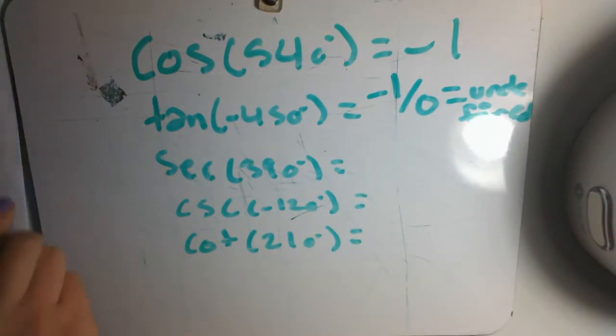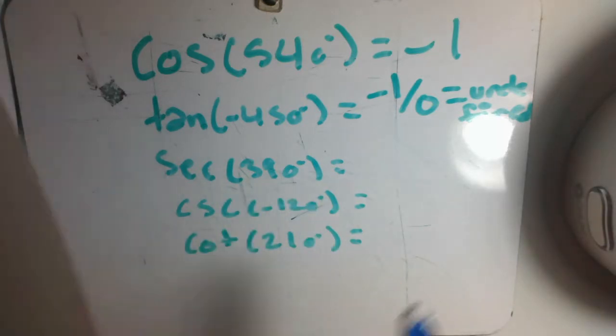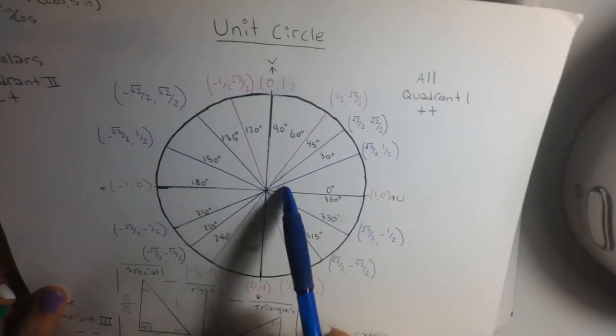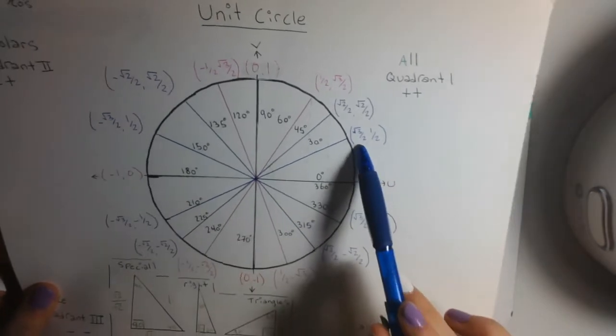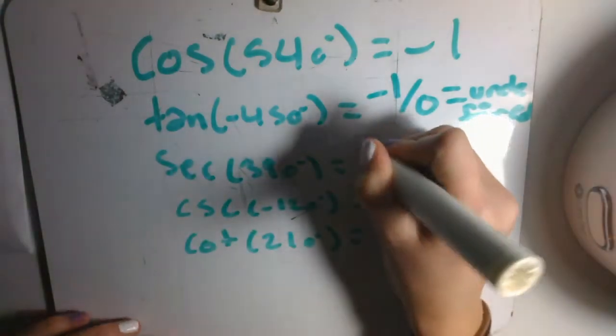Secant of 390. So remember that secant is the reciprocal of cosine, so we just find the cosine of 390 degrees and then flip it around. The cosine of 390 degrees, we just go this direction, and we go up here. The cosine is the u coordinate, and that's √3/2. So you flip that around to get 2/√3.